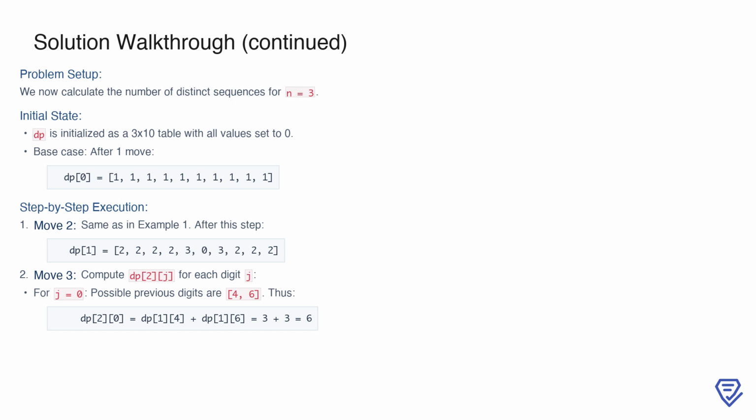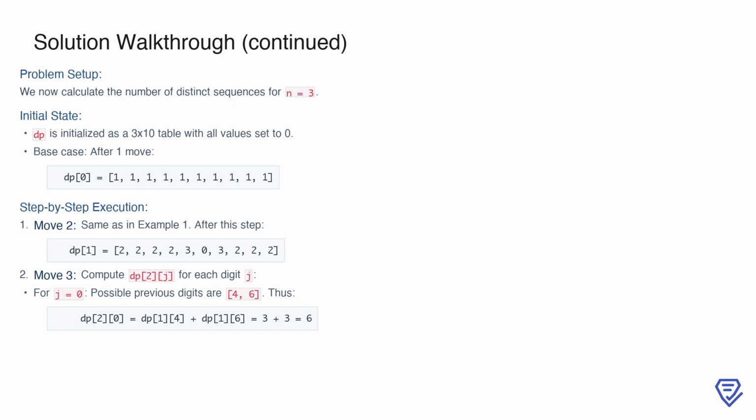The base case is identical as well. After one move, dp[0] is an array of all ones. For the second move, we calculate dp[1] just like before, resulting in 2, 2, 2, 2, 3, 0, 3, 2, 2, 2. For the third move, we start computing dp[2][j] for each digit j.